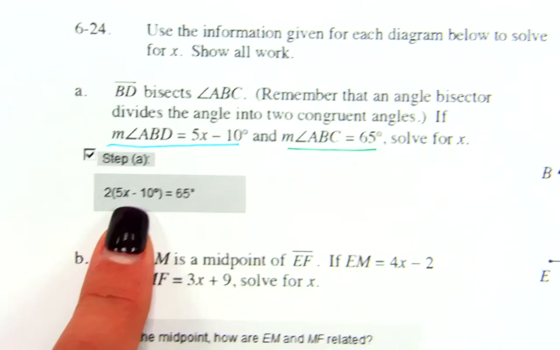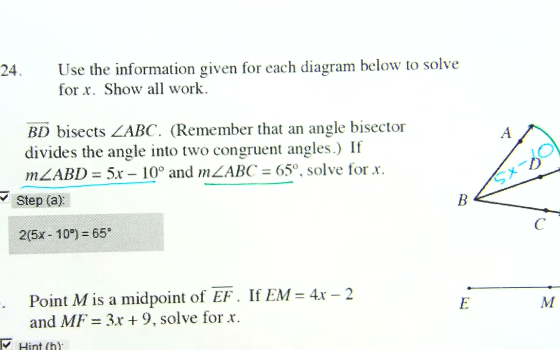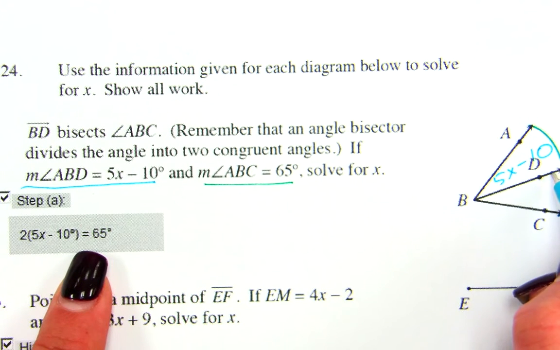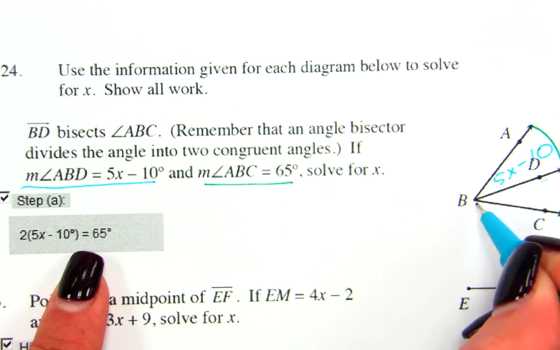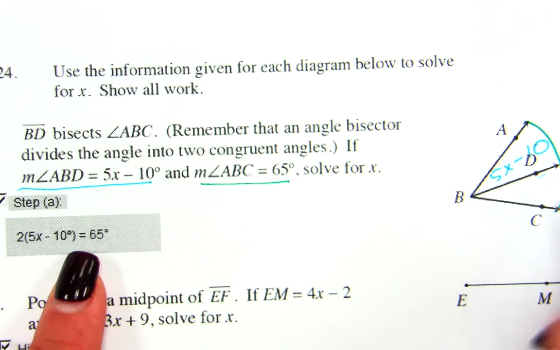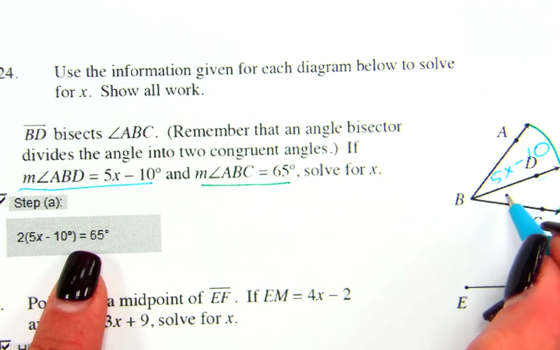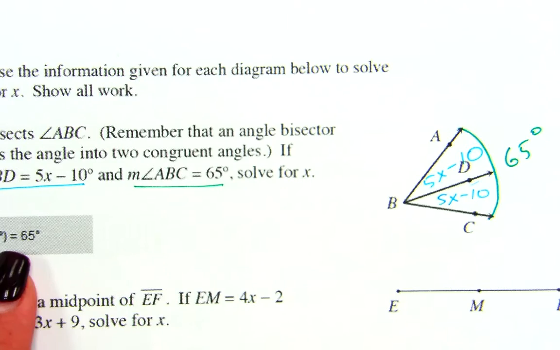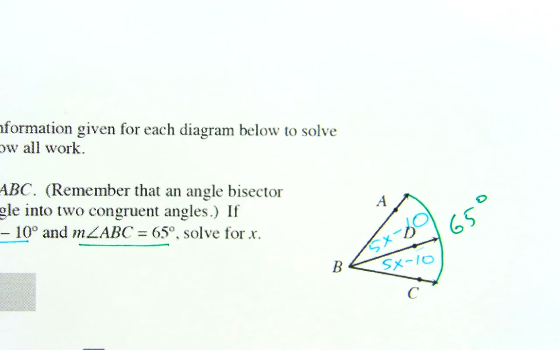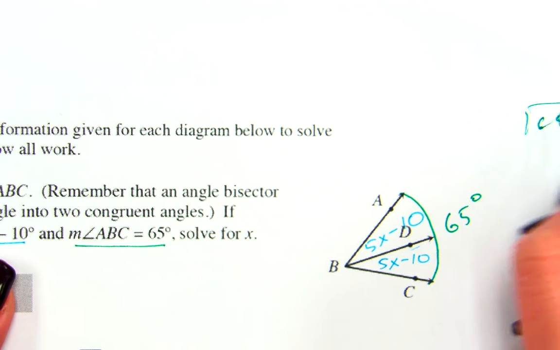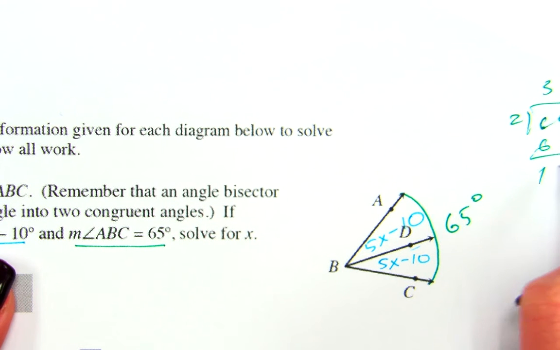So realistically, the first step should be, hey, you know what? I have technically two of these. If this one is 5x minus 10 and this ray here divides this ABC angle in half, then realistically this side should be 5x minus 10 also, right? Now, if you take 65 and you divide it in half, that is going to give you a decimal. Hold on a second. Then it shouldn't be too big of an issue to figure out how much that is, because realistically you can just divide it in half. So 65 divided by 2 is going to be 32.5.